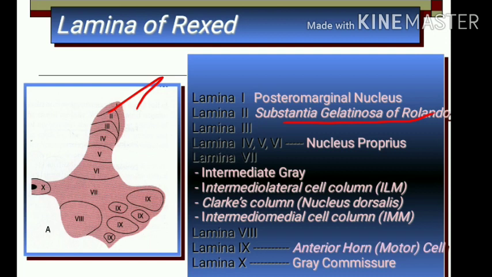Then laminae 4, 5 and 6 are also known as the nucleus proprius. And lamina 7, you can see here, this is 7. It is also known as Clarke's column cells. Okay? At least these 4 laminae you have to remember. 1, that is the postero-marginal nucleus. 2, that is the substantia gelatinosa of Rolando. 4, 5 and 6, that is the nucleus proprius. And 7, that is Clarke's column cells.